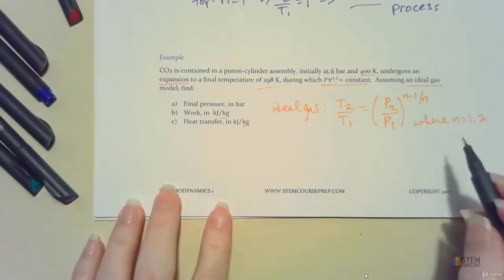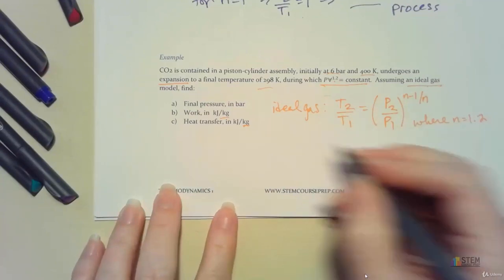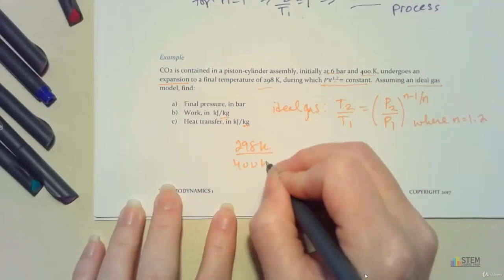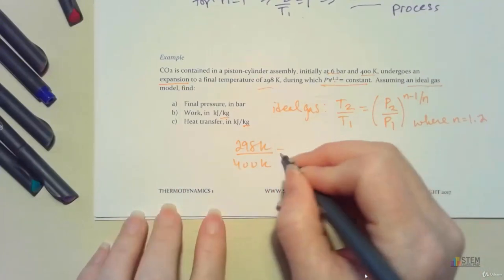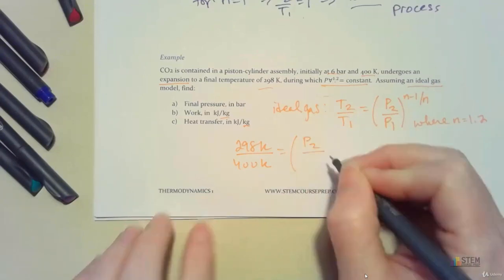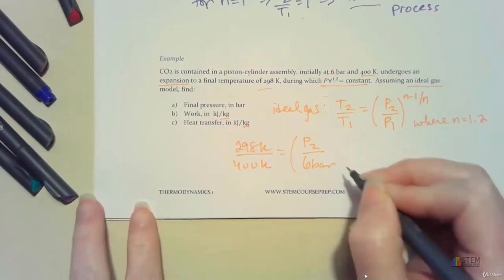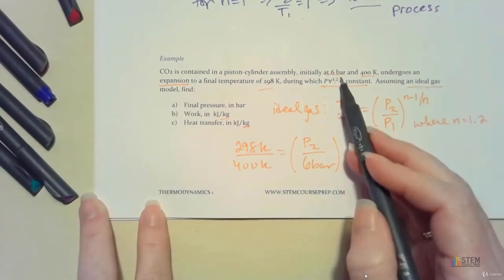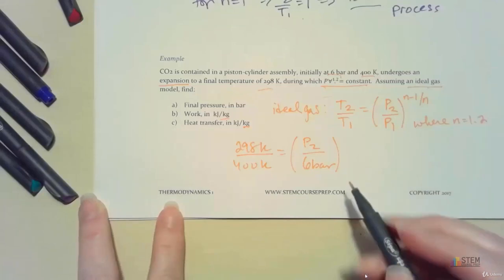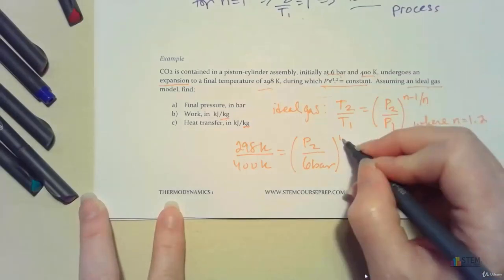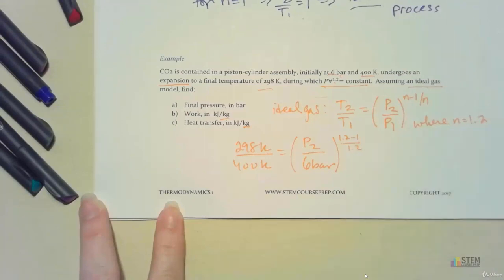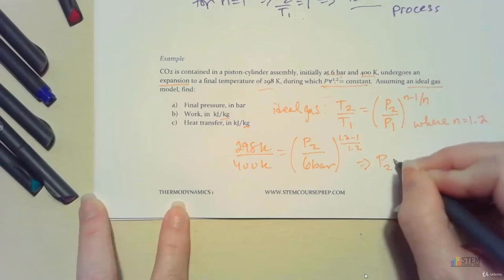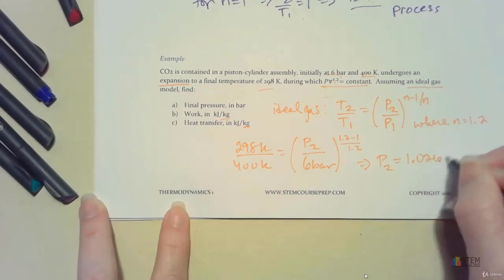So let's do that. So T2 over T1, we're going to get 298 kelvins over 400 kelvins. And then that's going to equal P2 over 6 bar, because P1 was our initial pressure. And then our exponent here is going to be 1.2 minus 1 over 1.2. So P2, our pressure at the final state, is going to be 1.026 bar.